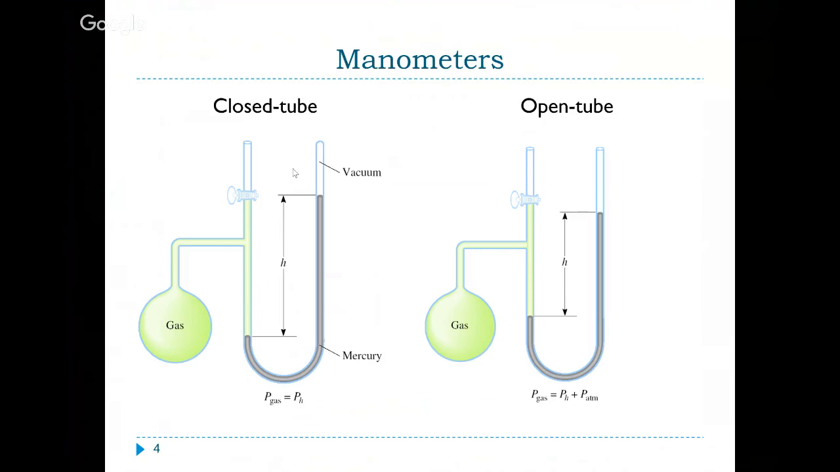Now, if we have an open tube, that means we're open to atmospheric pressure. We have a similar apparatus set up. However, we have atmospheric pressure now pushing down on the mercury on the right-hand side of the tube, and the gas is having its own pressure, which is trying to push against atmospheric pressure. Once again, we measure the height difference, but because this is open to the atmosphere, we also have to take into account the pressure of the atmosphere. So now we can calculate the pressure of the gas by looking at the difference in the height between the two tubes and then adding atmospheric pressure to it.